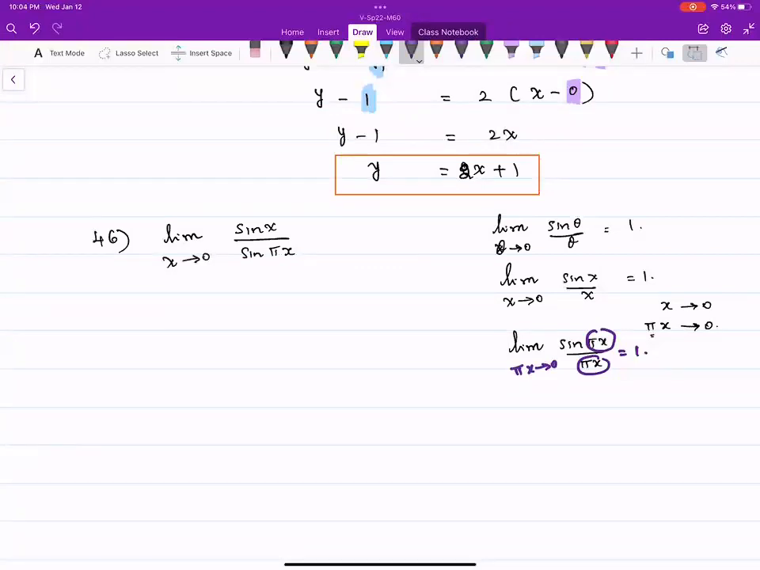So using this, now we have to do a little bit of algebra here. So sine x over sine of pi x equals, I'm going to divide the numerator and the denominator by x.